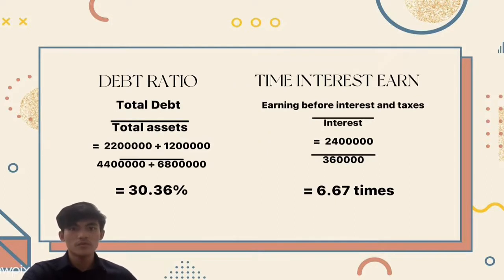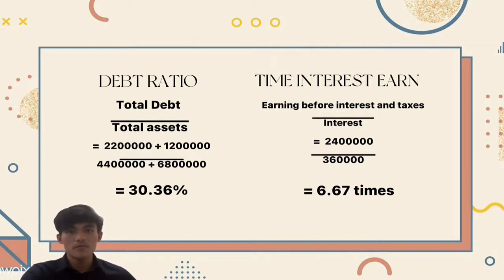We move to the formula for debt ratio. Total debt divided by total assets, which is 2,200,000 from current liabilities plus 1,200,000 from non-current liabilities to be the total debt, and then divided by 4,400,000 from the current assets plus 6,800,000 from the non-current assets to be the total assets. And then the answer is 30.36%.